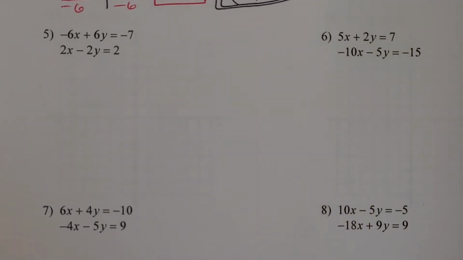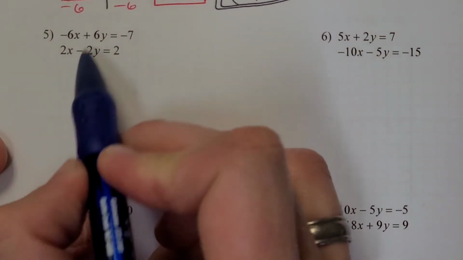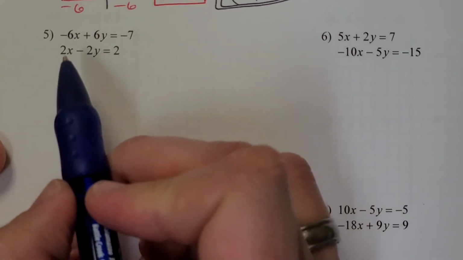Okay, number 5. So we're going to look for the same thing. We're going to try and find opposites. Now, do we currently have opposites? Take 2.5 seconds to figure that out. You should say no. So what I'm going to do is see what I can multiply by to make opposites. Well, let's see.